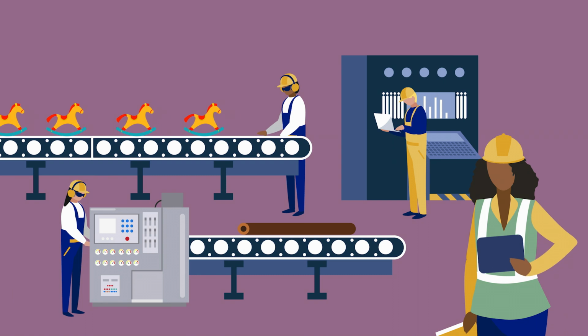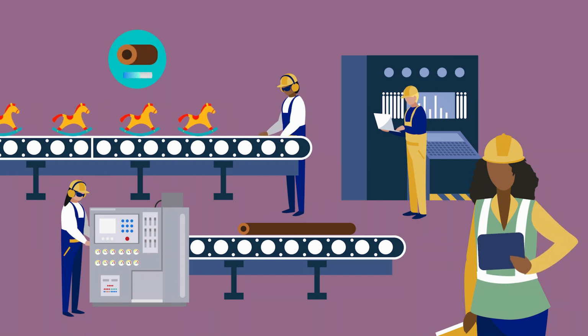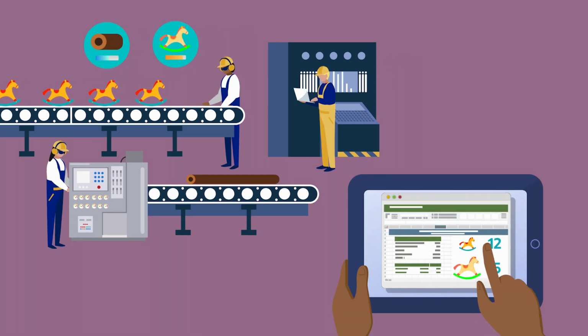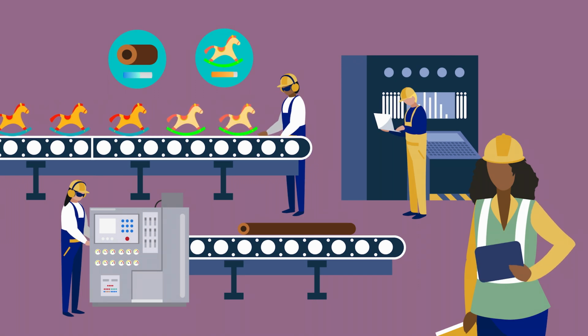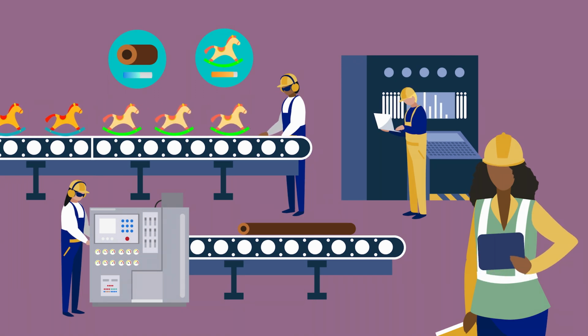NetSuite's work orders and assemblies can help with all of this. It provides visibility and control over production and real-time inventory availability as it moves through the manufacturing process.